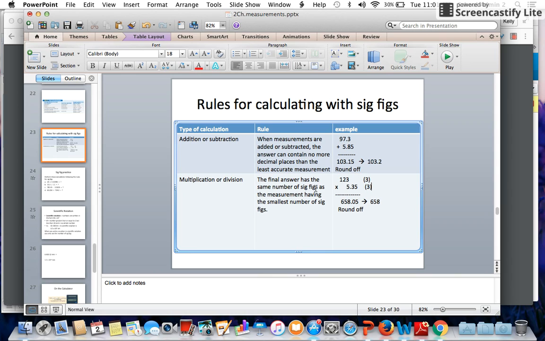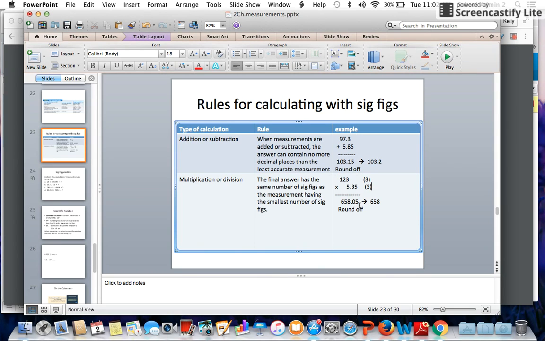The final answer has the same number of sig figs as the measurement having the smallest number of sig figs. There's 3 and 3, they're the same, so one is not smaller than the other. If this one were only 2, then our answer should have only 2 sig figs. When you calculate it, you'll get 658.05, and that has 5 sig figs. We only want it to have 3.